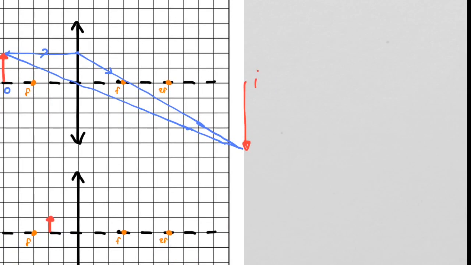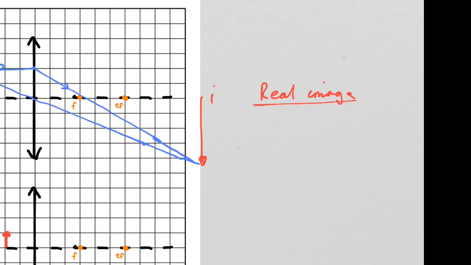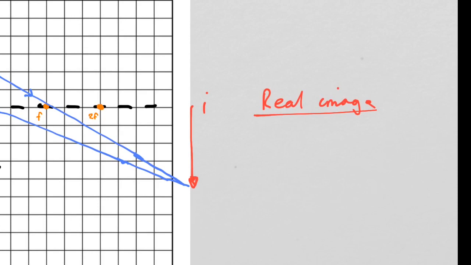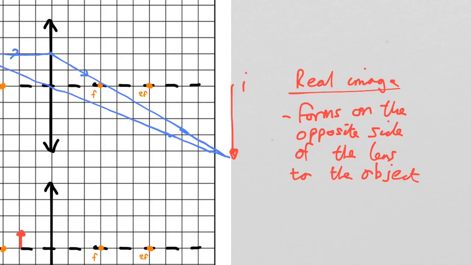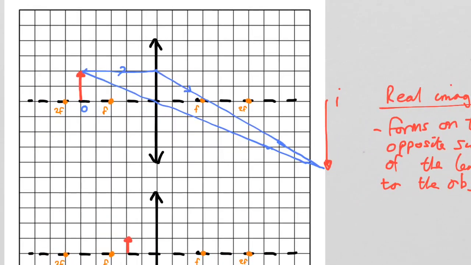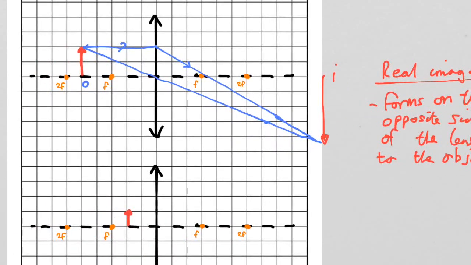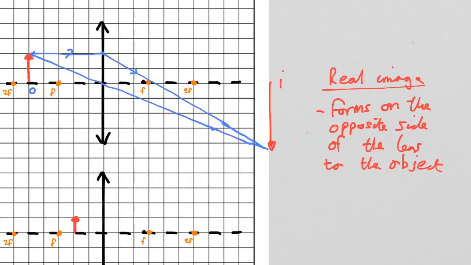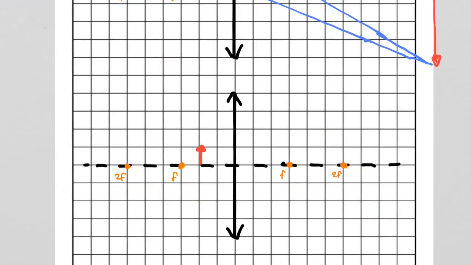So this is what we would call a real image. And a real image is a type of image that forms on the opposite side of a lens to the object. A lot of people like to think of these images as being able to be projected on a screen as well. So if you had a screen like here, you could project that image onto the screen and you'll be able to see it. Your eyes use these types of lenses and they project it onto your retina, which is like a screen kind of. So you can project it onto a screen. Some people like to think of it like that.